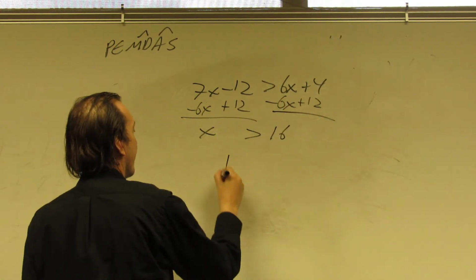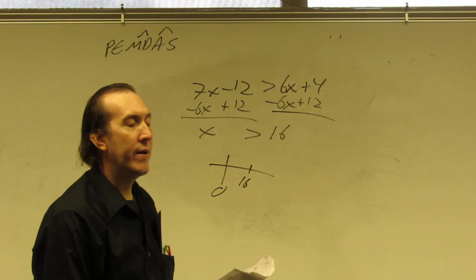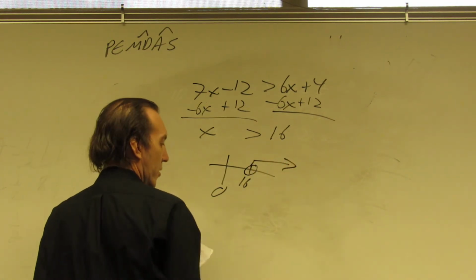So to graph it, we have our 0. We're going to say this is 16. Since it's only greater than and not greater than or equal to, it's a hollow dot, and it's everything greater.